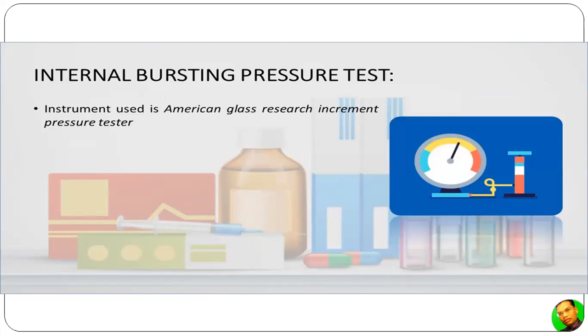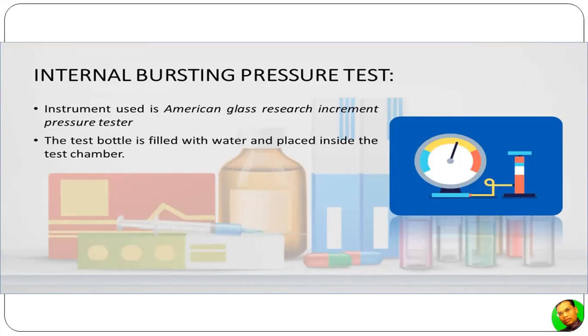Then there is the internal bursting pressure test. The instrument used is the American Glass Research Increment Pressure Tester. In this tester there is a sequential increase in the pressure, and the pressure at which the glass material bursts is going to be noted.